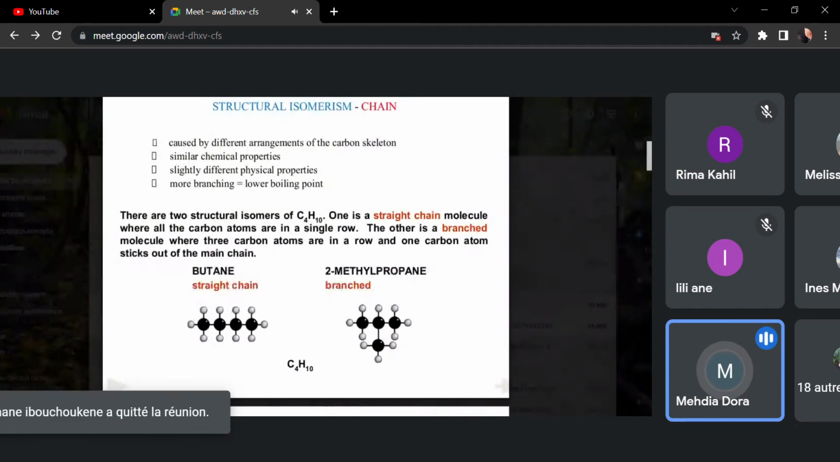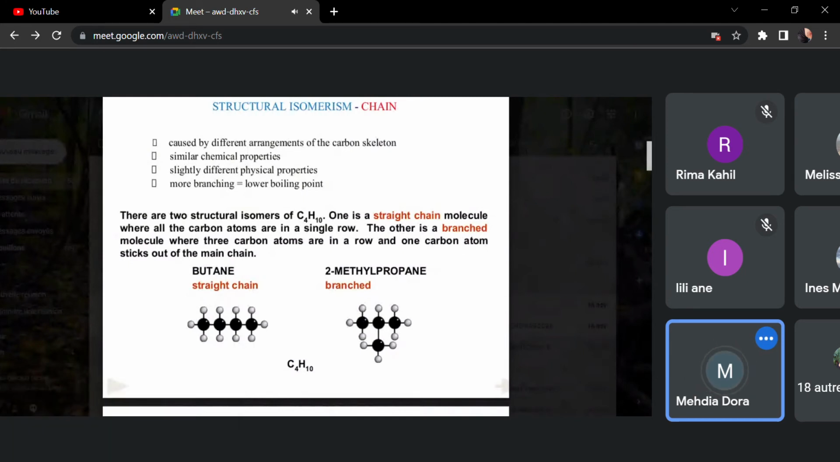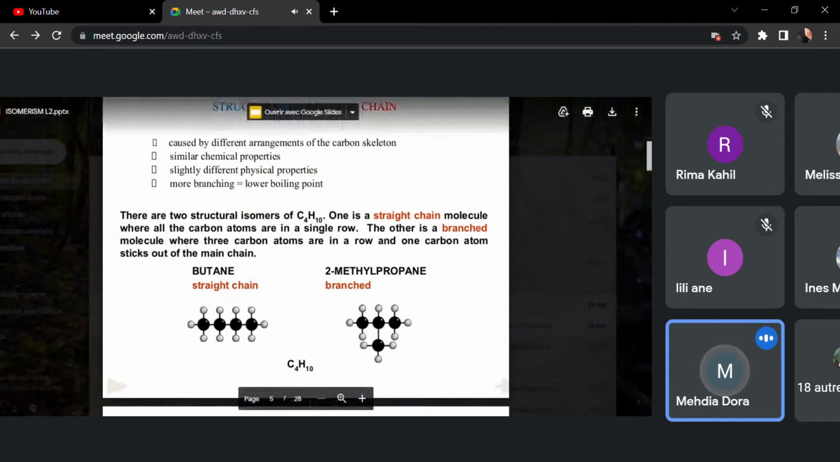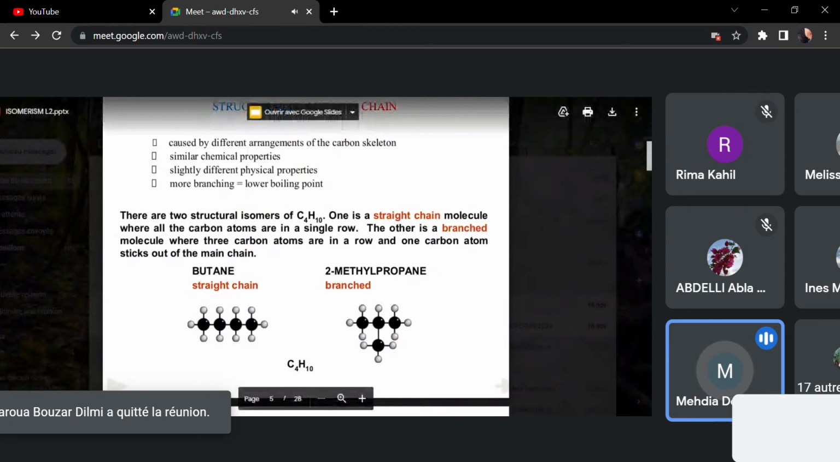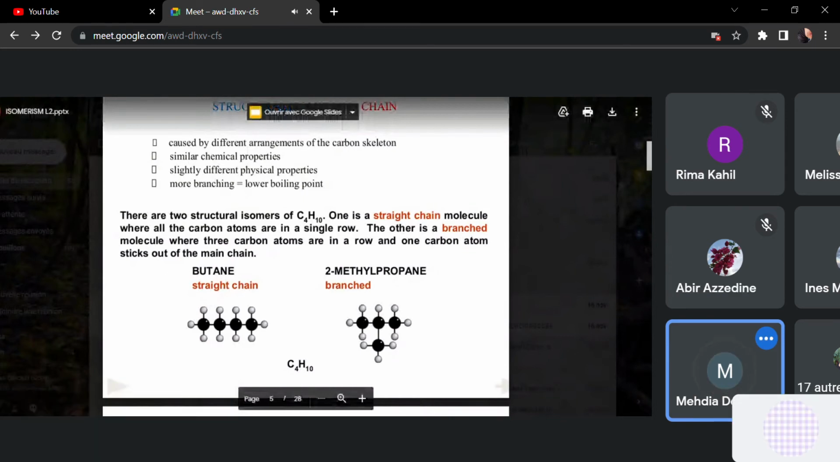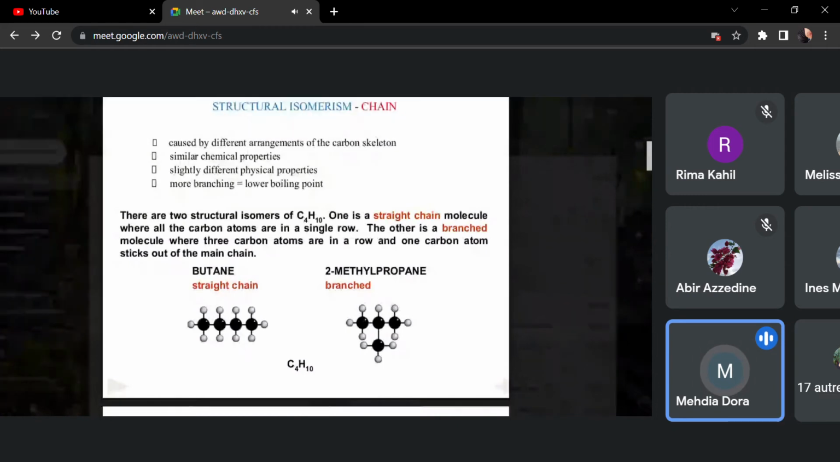It is not the same molecule in space when we draw it. They have the same chemical properties, but different physical properties, okay? So let's go to the sixth one. We have another example. The sixth example, please.